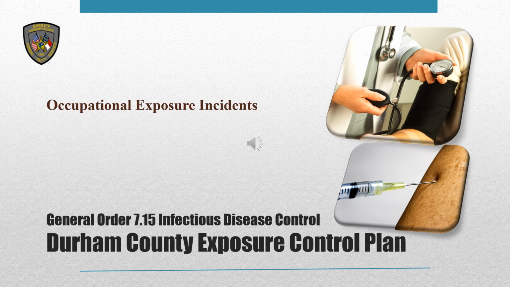When an occupational exposure incident occurs, the affected officer will immediately notify his supervisor and prepare a written Code 1 detailing the circumstances and exposure, and the identity of the source, if known, prior to ending the tour of duty on which the exposure incident occurred. All documentation relating to the exposure incident will be forwarded up the chain of command.